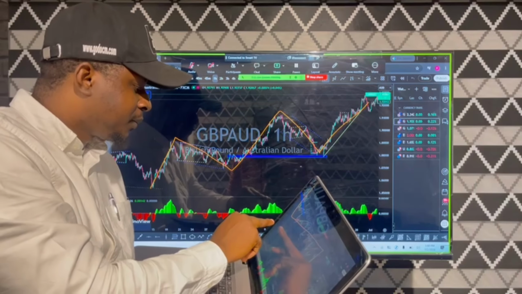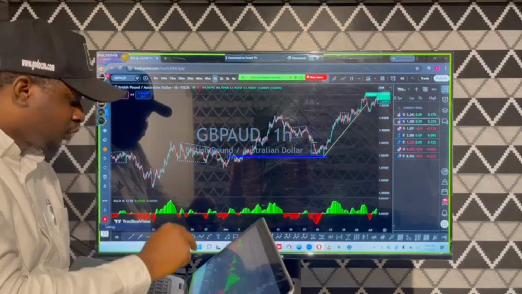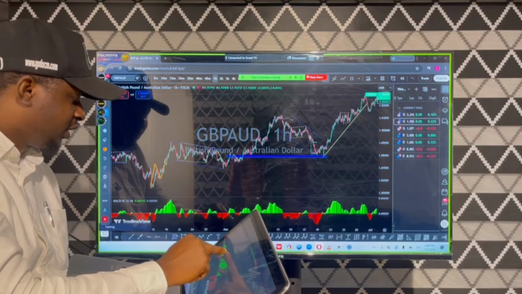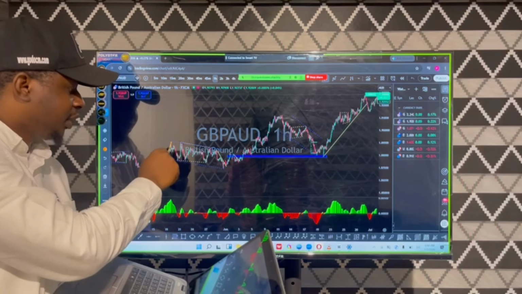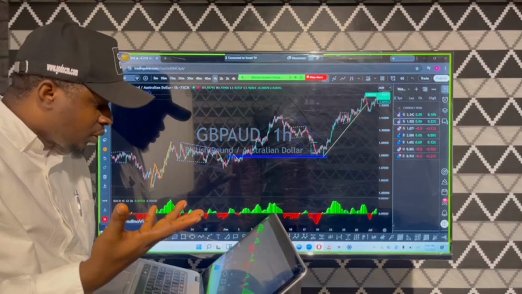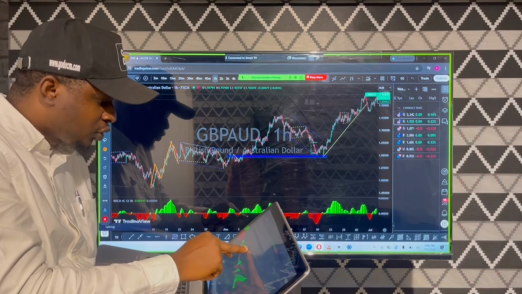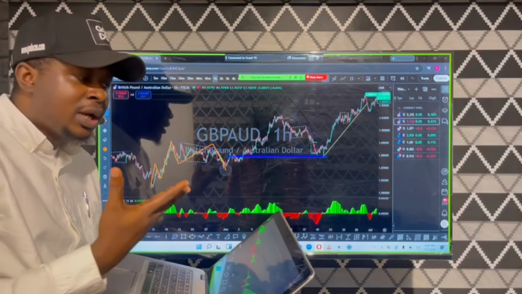So you could see that this impulse here came in the form of a three-wave structure. 1, 2, 3. An impulse, but you can see it's fast and sharp. But look at this correction here, very slow and messy. You can see impulse, correction, impulse, very slow and messy.